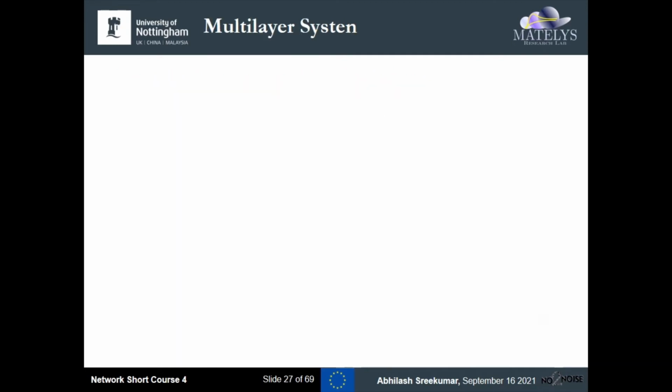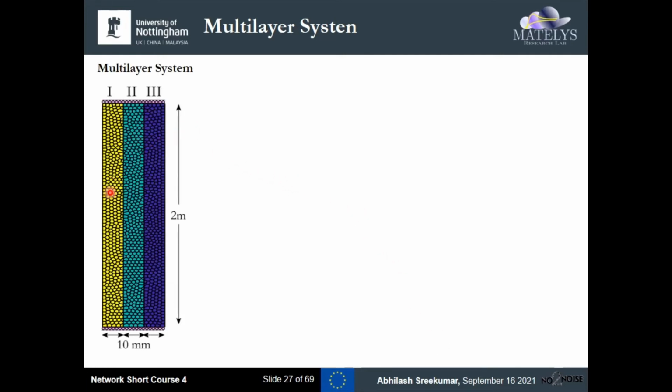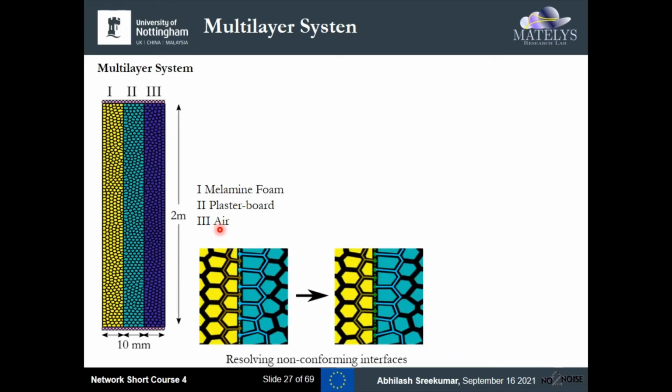We apply the virtual element method discretization scheme to a multi-layer system here. This is just an arbitrarily chosen multi-layer system, where the first one is a melamine foam, the second is a plasterboard, and the third is air. Now I zoom in on the interface, and you can see here in the first picture that the interface is non-conforming. With the advantage of polygonal elements and the virtual element method, all hanging nodes can be resolved by treating them as just an additional edge, as you can see over here. So this gives us an easy method to resolve non-conforming interfaces.